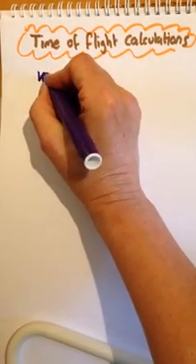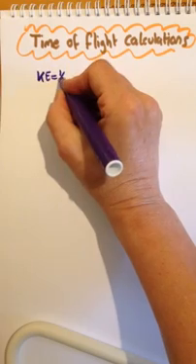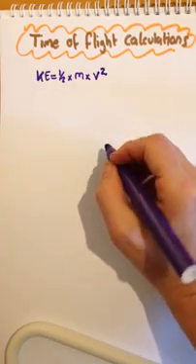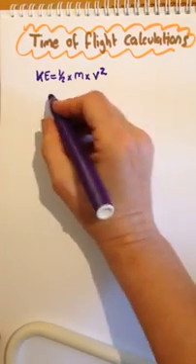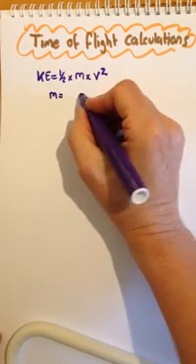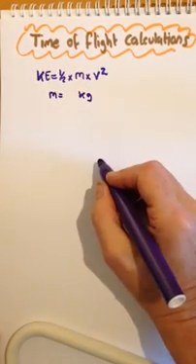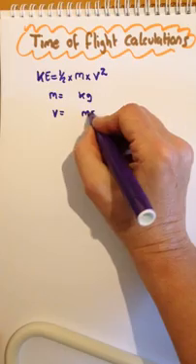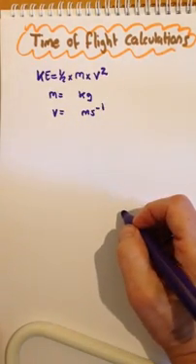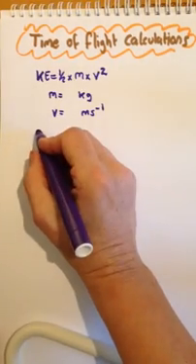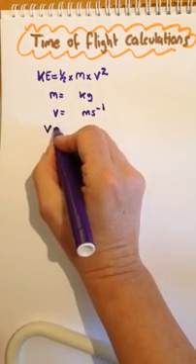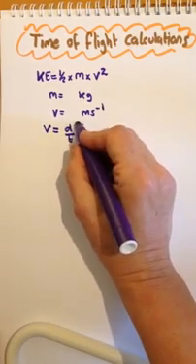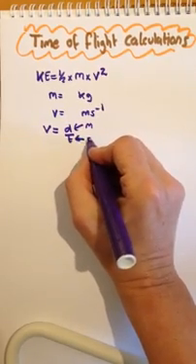First one is kinetic energy, and that's equal to a half times the mass of your particle times its velocity squared. You'll also need to know that mass units are in kilograms, and that velocity units are meters per second to the minus 1. Also, you'll need to know the equation that the speed or velocity equals distance over time, and distance is in meters and time is in seconds.